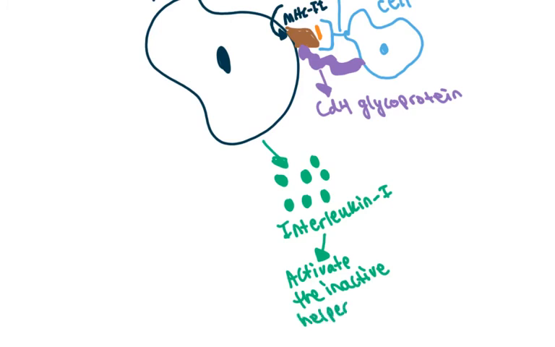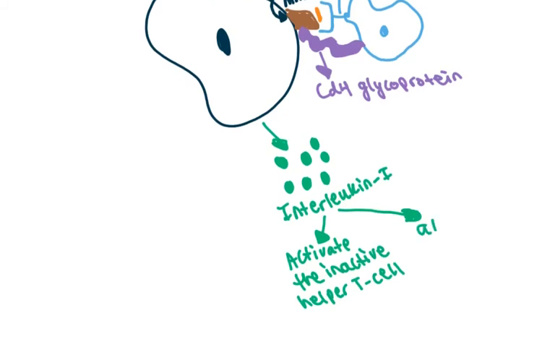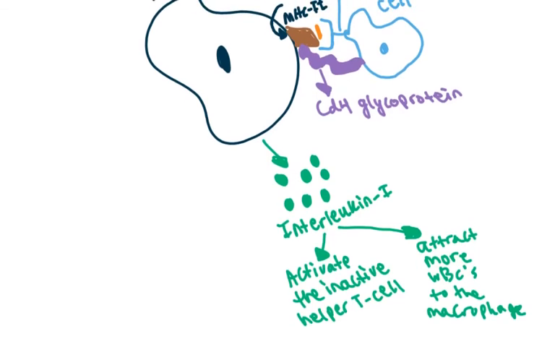Another thing it's going to do is help attract more white blood cells to the macrophage. More white blood cells means more help to take care of whatever pathogen we need to take care of. In this case, it's not macrophages, it's just one macrophage. So that's the two main things that our interleukin-1 can do. Let's go and draw that in.